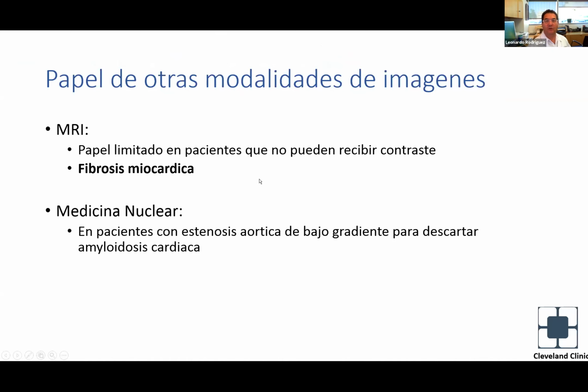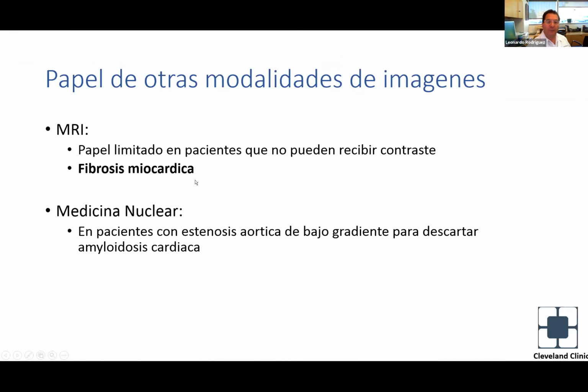Nosotros en nuestro hospital la utilizamos cuando al paciente no se le puede hacer una tomografía con contraste o tiene algunos problemas para el eco transesofágico, y se utiliza entonces sin contraste una resonancia para ver el tamaño del anillo, que es también tan bueno como hacerlo por tomografía computarizada.